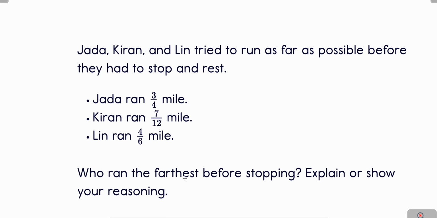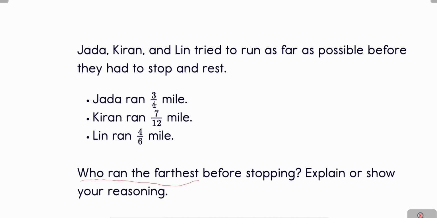Jada, Kieran, and Lynn tried to run as far as possible before they had to stop and rest. Jada ran 3/4 of a mile. Kieran ran 7/12 of a mile. Lynn ran 4/6 of a mile. Who ran the farthest before stopping? Explain or show your reasoning. So in other words, this question is asking which of these is the greater fraction.